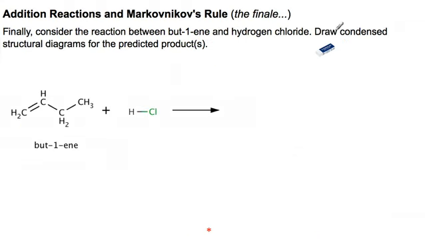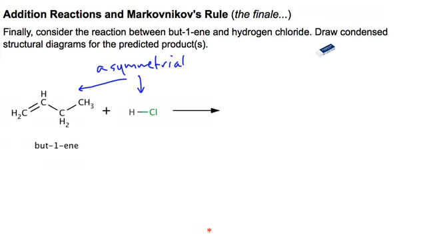Well, let's go to our next example. This is where things perhaps change a little bit. Well, they do change a bit. So again, but-1-ene, our asymmetrical organic reactant, and now we have HCl, and HCl is asymmetrical. So that's an asymmetrical inorganic reactant, and so we have two asymmetrical reactants. Again, I'm going to give you a minute, just maybe pause the video and come up with the product or products for this reaction.